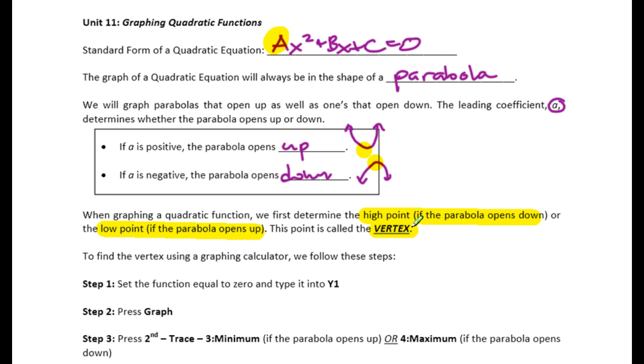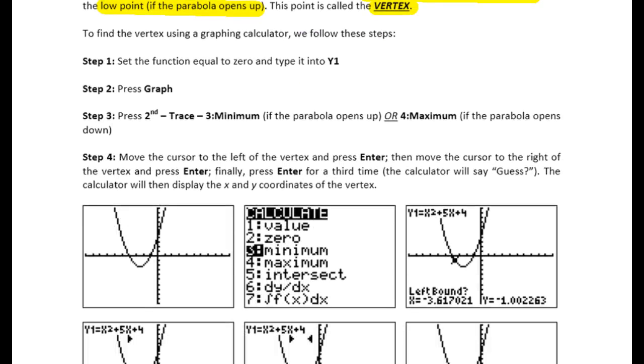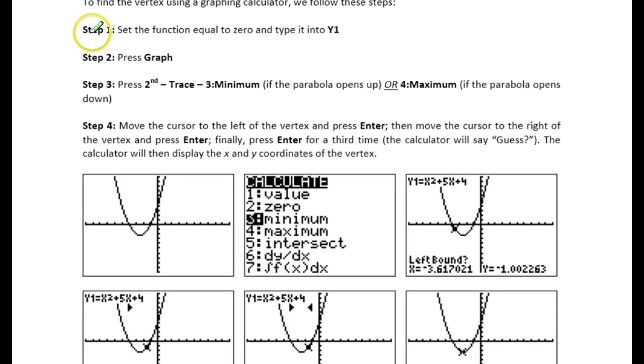Last podcast we learned how to find the x-intercepts. So once you have the x-intercepts and the vertex, that's enough information to graph the parabola properly. Alright, so here's how we find the vertex. Step 1, we set the function equal to 0, if it's not, type it into the y1. In this case, we don't need y equals 0 because we're not finding the intercept. So here we just graph the parabola.